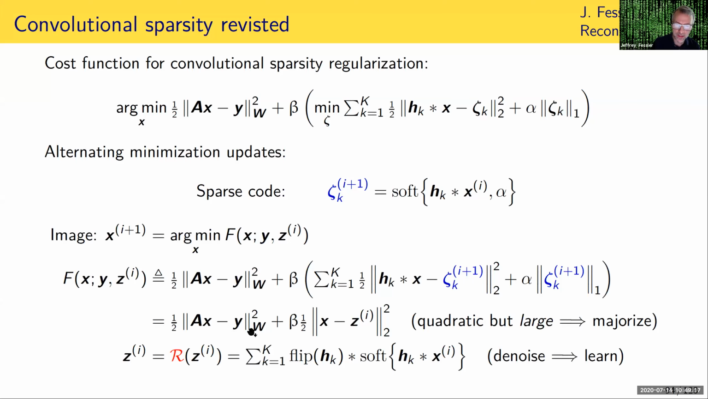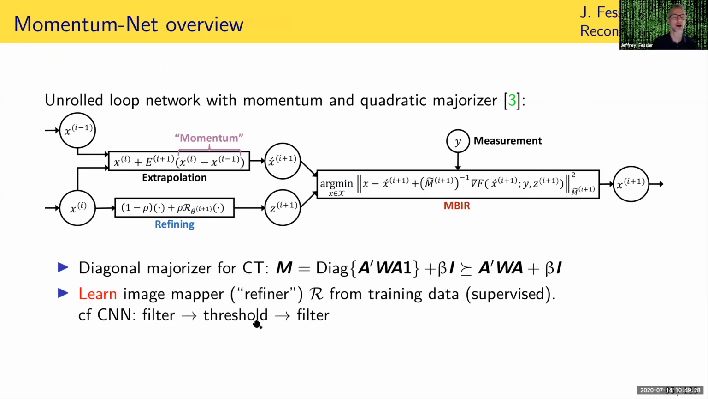And then finally, a quadratic problem that needs to be solved. And we might want to majorize that quadratic problem because it's so large. And that leads to an algorithm that we've called momentum net that has a Nesterov-like momentum term, or heavy ball method-like momentum term in it.